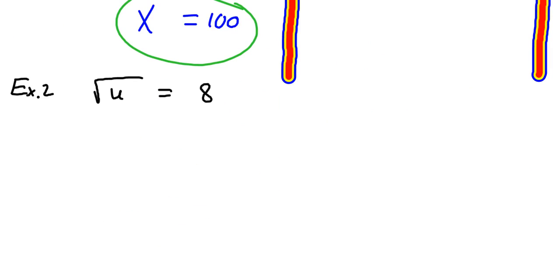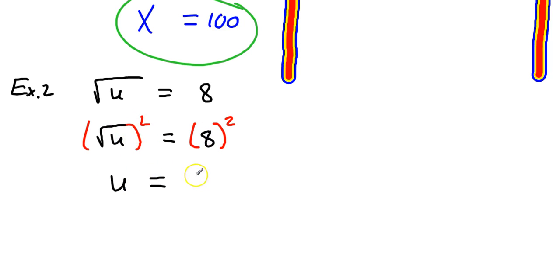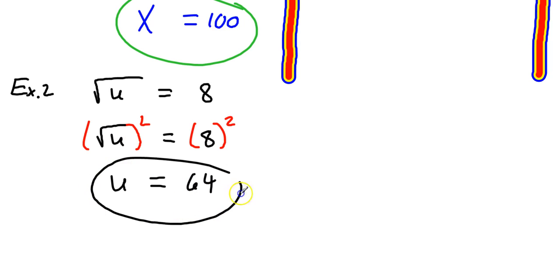Okay, square root of u equals 8. Again, square root's by itself, so really nothing you're going to do here. You're just going to take both sides then and square both sides. And again, when you square the square root, they cancel each other out. This gives you the u. 8 times 8 is 64.